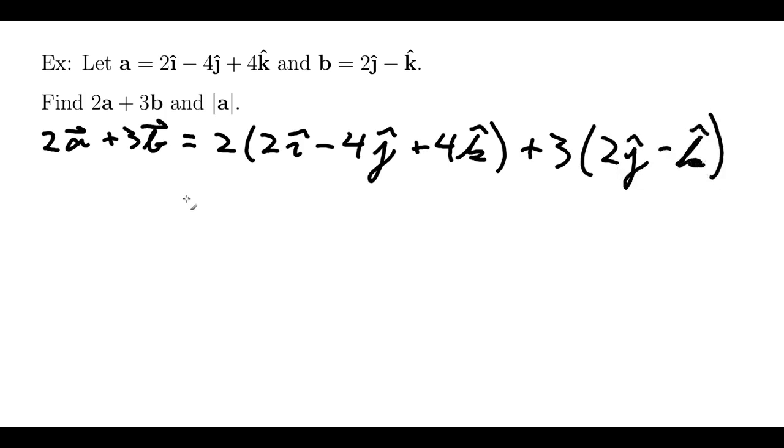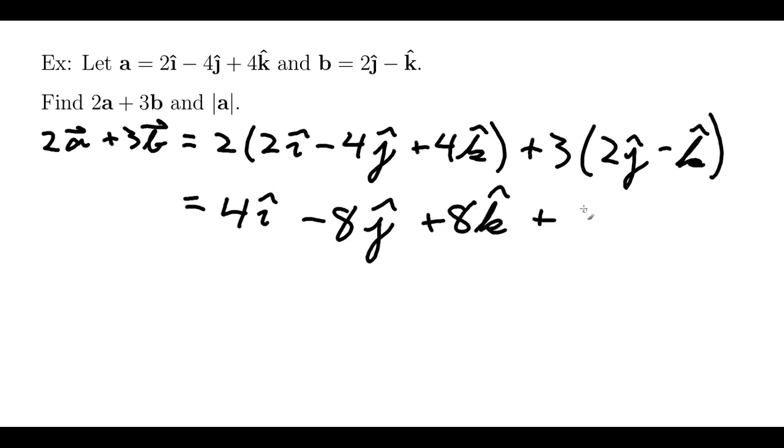So what we'll often do in a case like this is treat i, j, and k as formal symbols, as if they were variables, or, well, they are constants, and just work with this algebraically. Distributing the 2, we get 4i minus 8j plus 8k. Distribute the 3, we have plus 6j minus 3k.